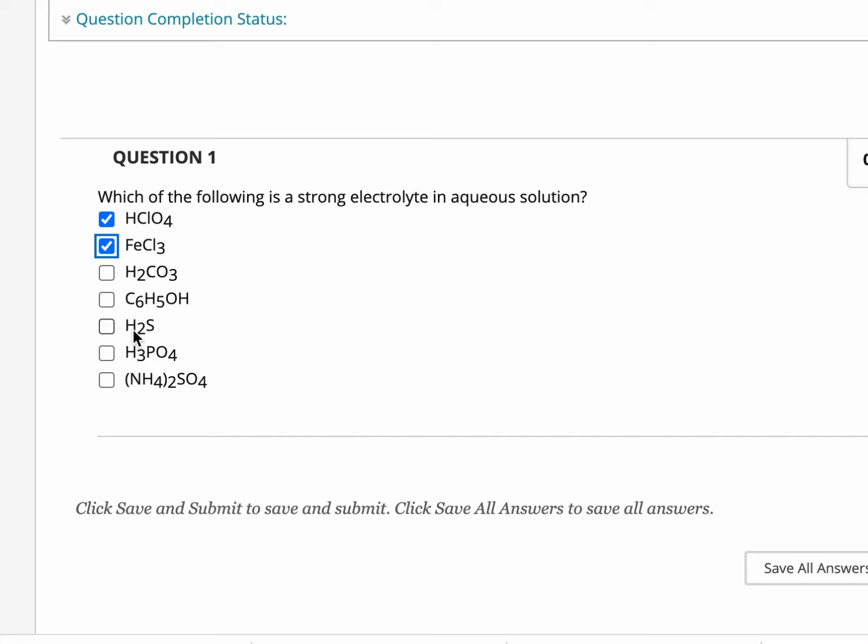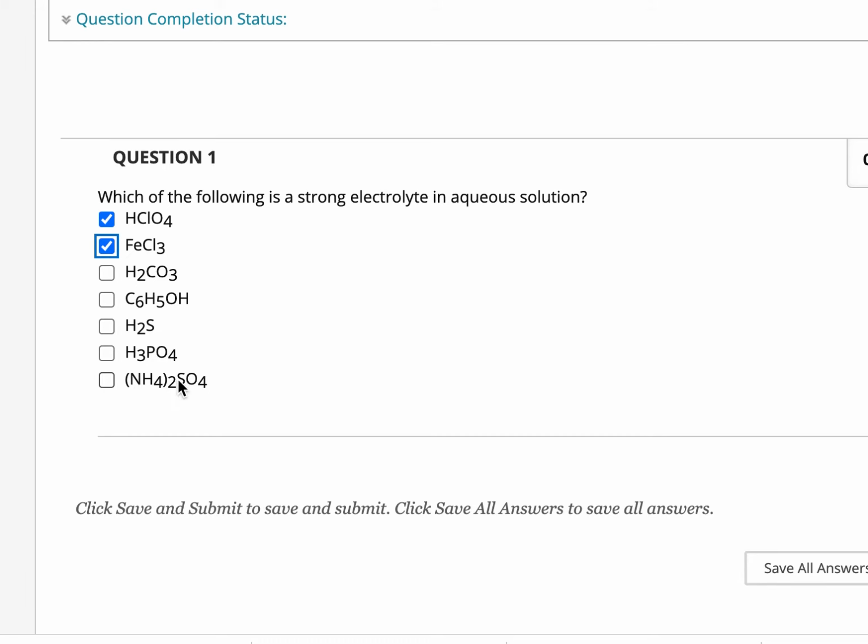Here we come to H2S. This is an acid, but it is not one of our strong acids. It is a weak acid and therefore a weak electrolyte. Phosphoric acid, again, H is in the front. This is an acid, but it is a weak acid, not one of our 7 strong ones. So it is a weak electrolyte.